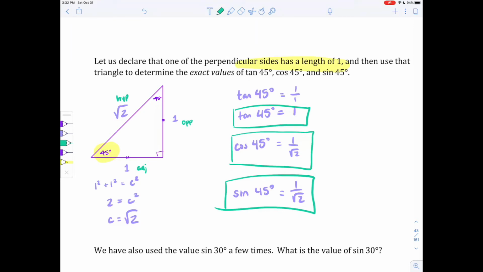Neat. Now, in some previous examples and previous lessons, we've used the value sine of 30 degrees. Immediately in my memory, I know that we saw it in multi-triangle problems in the very first example.